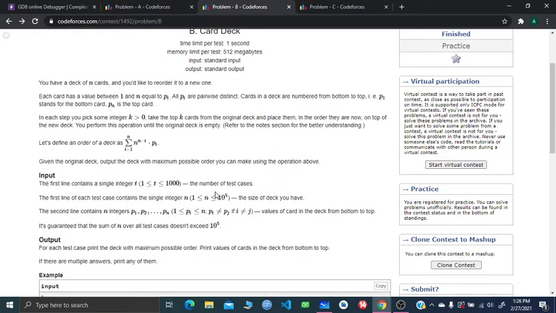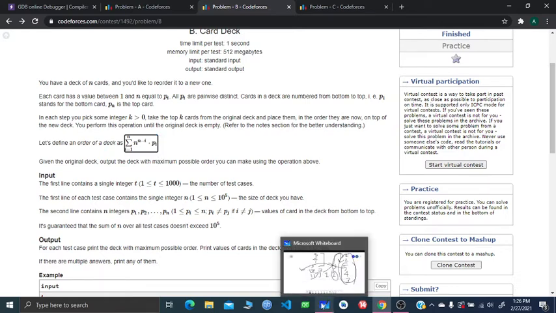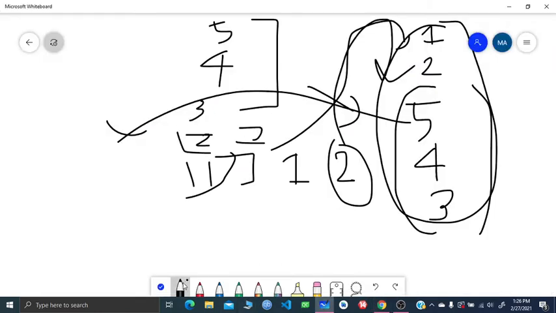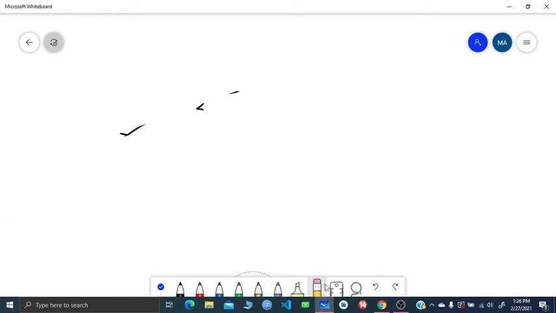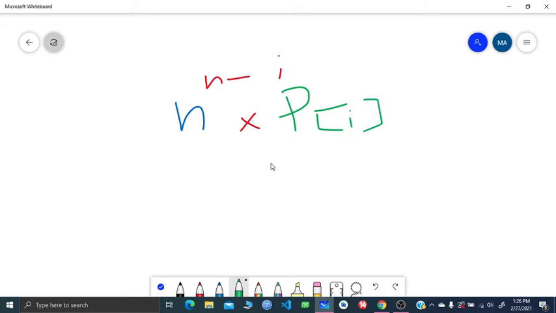If you could analyze it, then suppose my p_i is the maximum. Let's analyze it here: n to the power n minus i times p_i, right? Let's analyze it. Let's say n to the power n minus i times p_i. Now this i will be from 1 to n. Okay, from 1 to n I'm going to do something. Let's say for i equal to 1.